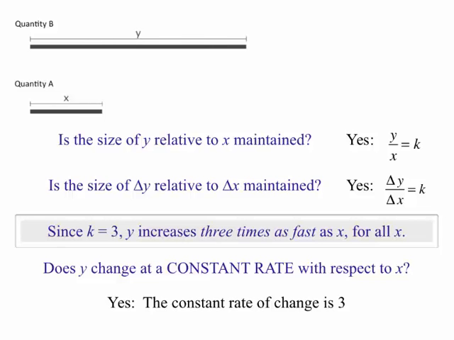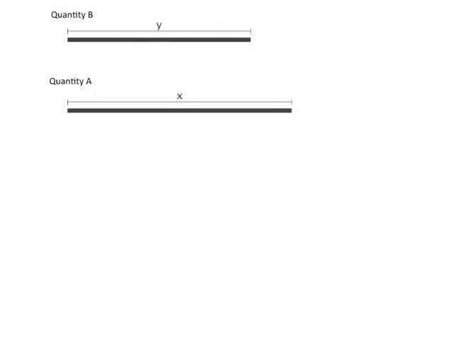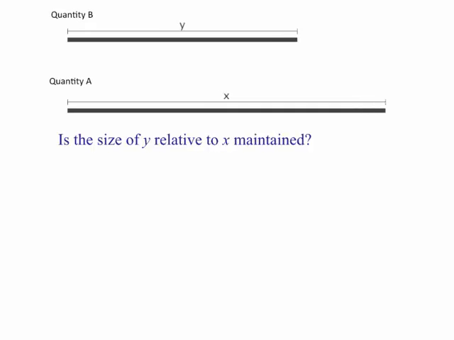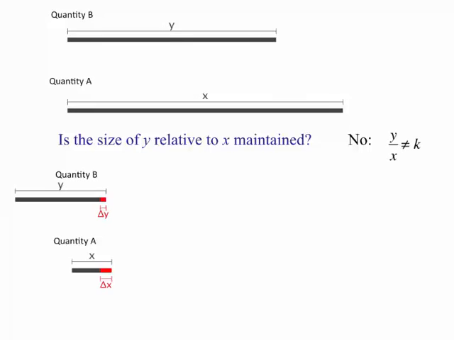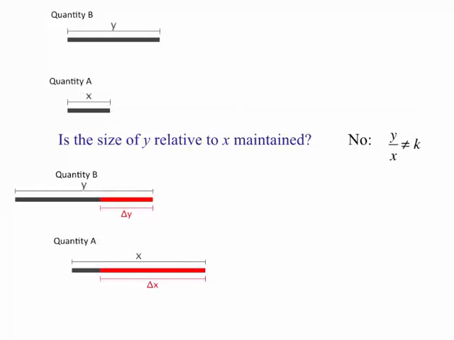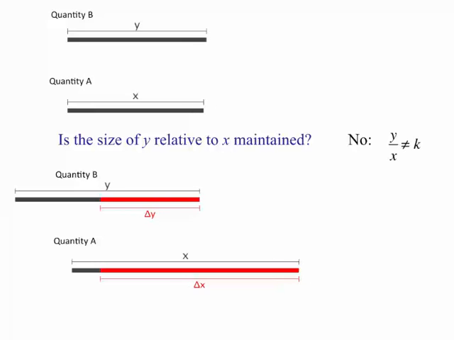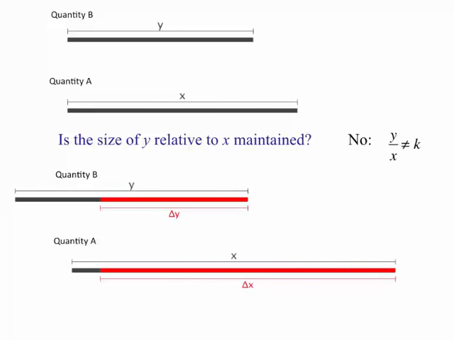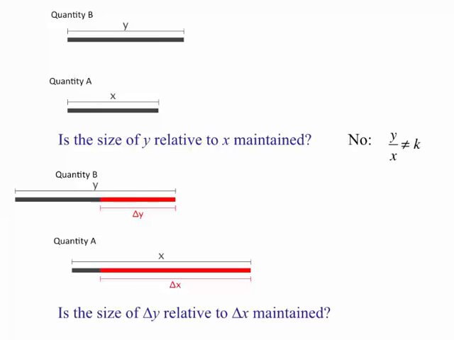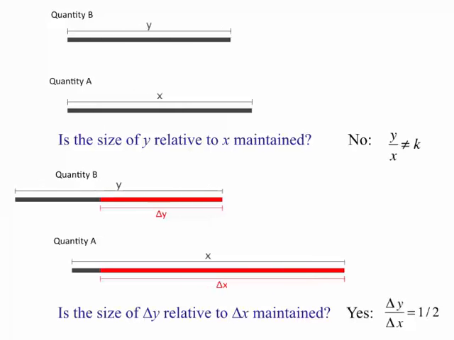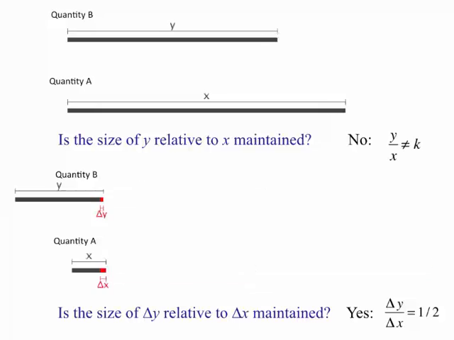So now the second situation. Here's the second situation I showed you. Is the size of y relative to x maintained? No. And then I showed you the exact same two quantities changing together. Is the size of delta y to delta x maintained? Yes. And it's 1/2.